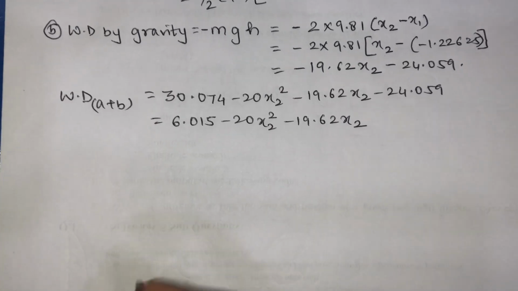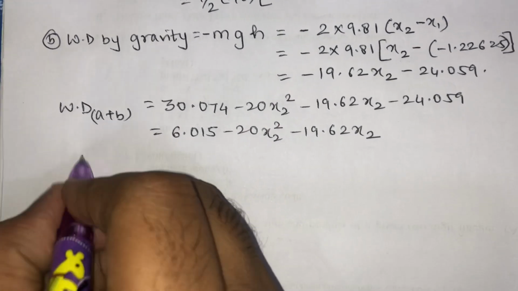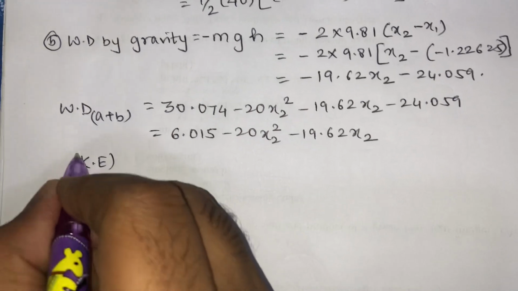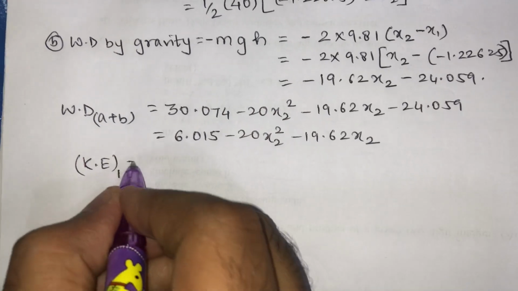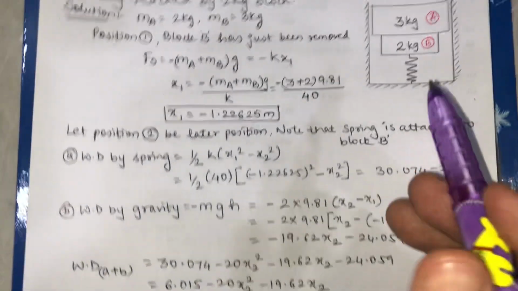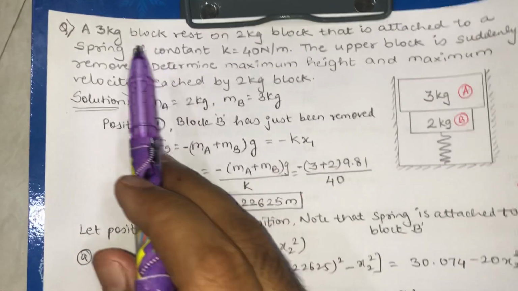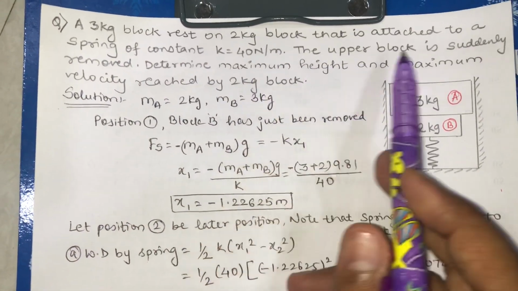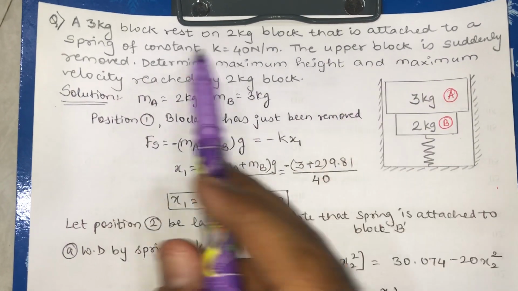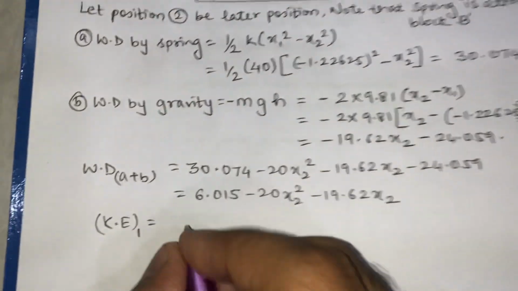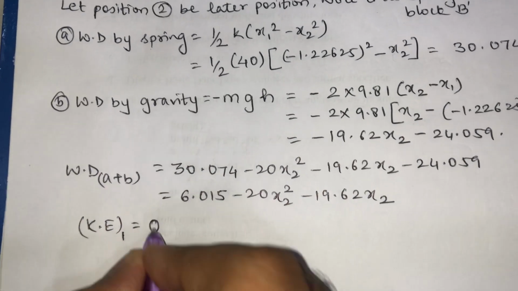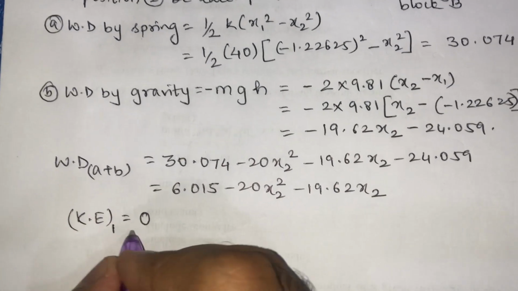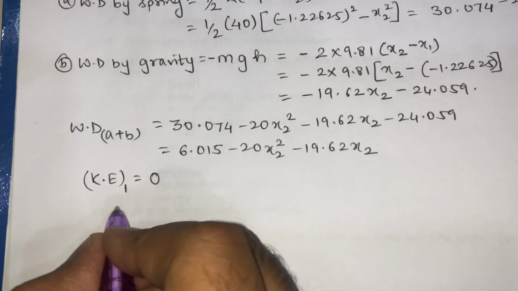Now we'll go with the kinetic energy. If I consider the kinetic energy at position 1, at position 1 the block was resting and has been released, suddenly removed, so it is resting. In that case, kinetic energy will be 0. Why? Because velocity at this point will be 0.